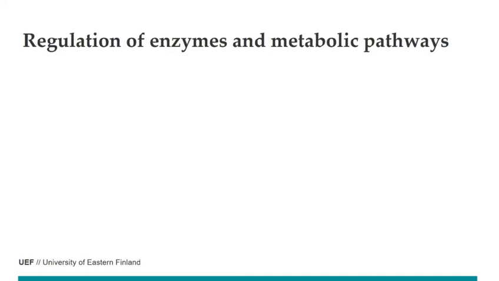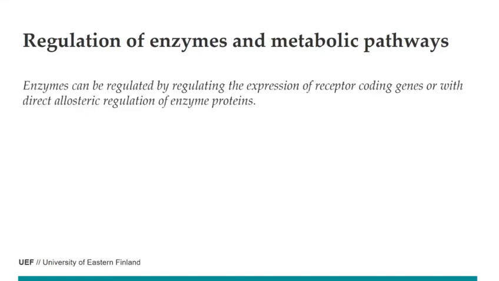Okay, we can regulate the enzymes either by having different isoforms, so we increase the amount of enzyme, or change from one isotype to another isotype, but then we also have protein level regulation. So we can have two ways. We have a slow way and a fast way. The fast way is allosteric regulation.